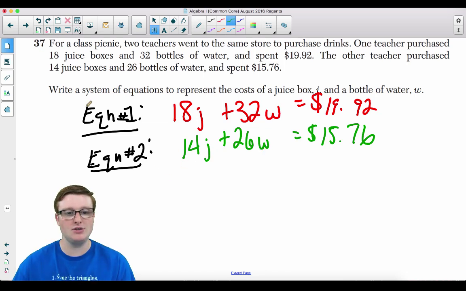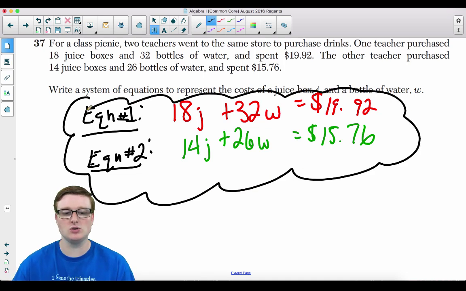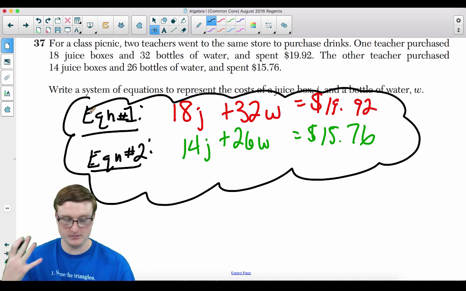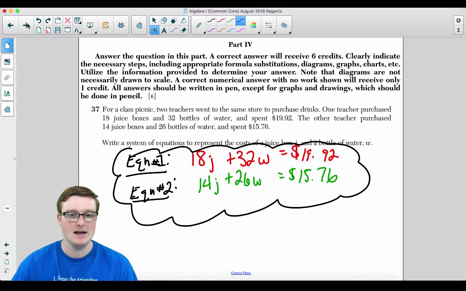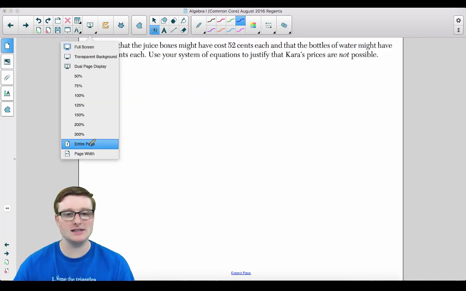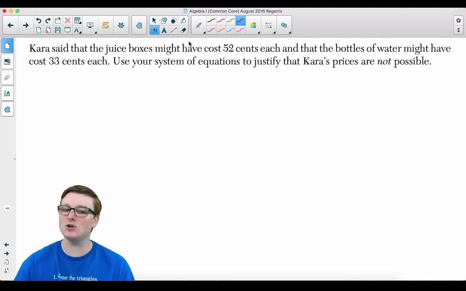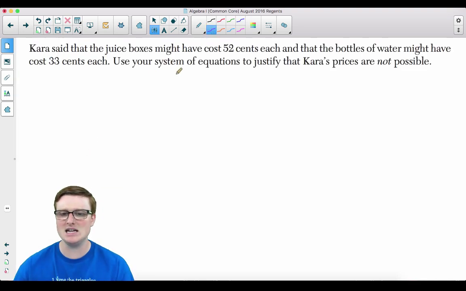Okay. So this, ladies and gentlemen, is your system of equations in order to solve this question. Great. All right, moving on to the next follow-up question. The next question says, Kara said that the juice boxes might have cost 52 cents each, and the bottles of water might have cost 33 cents. Use your system of equations to justify that Kara's prices are not possible.